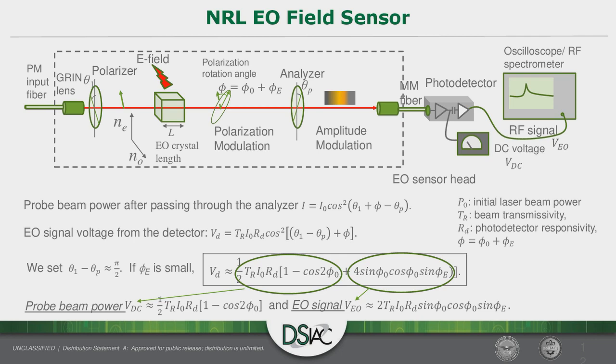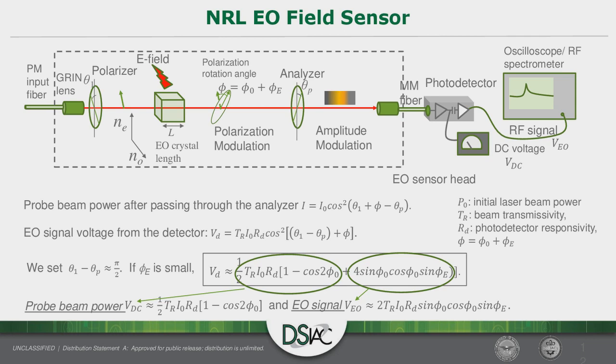So once polarization changes and goes to the analyzer, then the probe beam, laser beam intensity here depends on the polarization angle. Theta 1 is the polarization direction of the polarizer. Theta p is the analyzer polarization direction. So phi is the polarization rotation angle here. So the amplitude, the intensity of the laser beam is modulated here, following those equations.